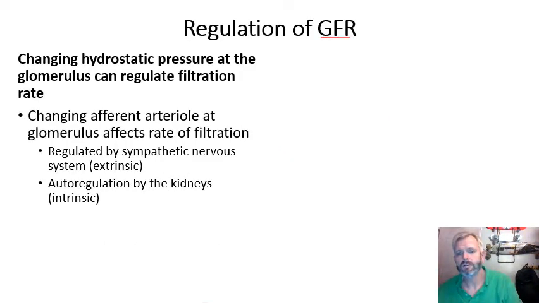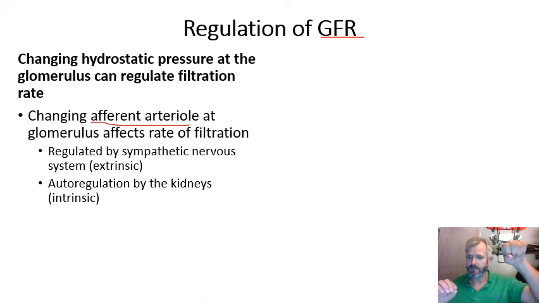Now that glomerular filtration rate can be regulated. If we can regulate the hydrostatic pressure, because that's going to determine how much filtration takes place. If we can regulate how much pressure is in that glomerulus, we can regulate the GFR. One of the main ways is by changing the afferent arteriole. The afferent arteriole is the one that brings blood in. If it dilates, more blood is allowed to go into the glomerulus, and we're not changing the exit of it, there's going to be more buildup of filtration.